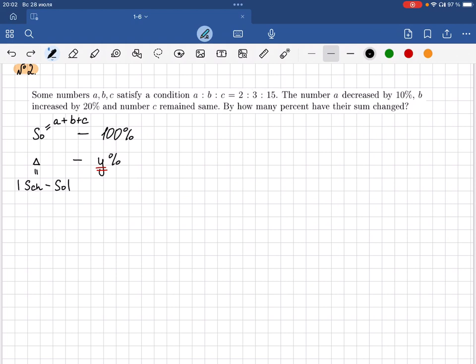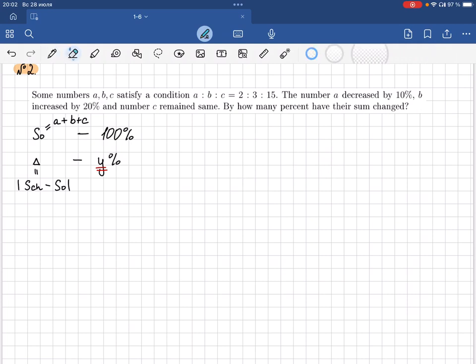Let's take just numbers from the task, and they will obviously satisfy the condition. However, if we multiply these numbers, for example, by 2, and take A equals 4, B equals 6, and C equals 30, then these numbers will also satisfy the initial condition. And if we multiply 2, 3, and 15 by any non-zero number, let's say x, then these numbers will all satisfy this condition for a given x, of course.